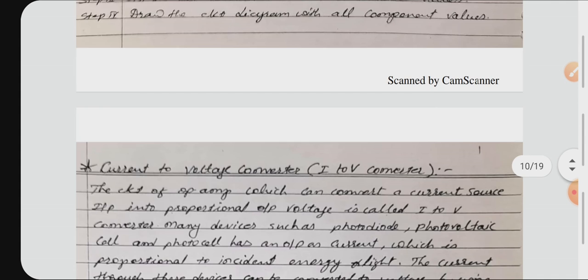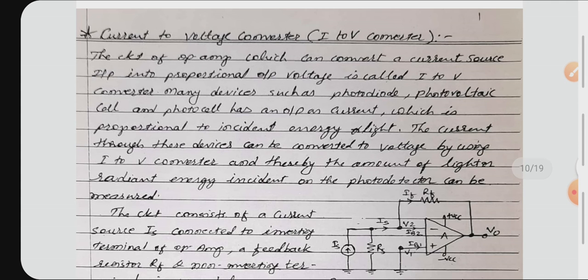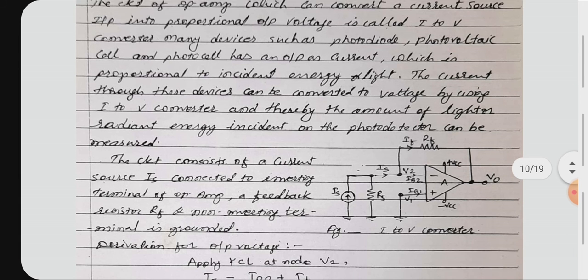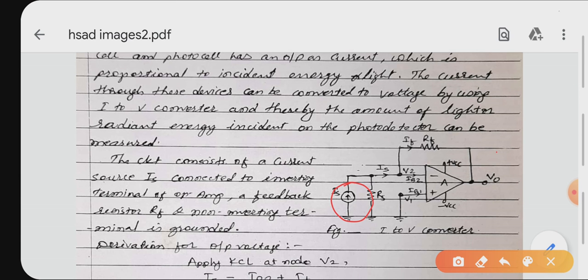Now coming to the next application, the current to voltage converter, I to V converter. It is not mentioned in your syllabus, but in the last exam a question was asked on the I to V converter. You can define it as the op-amp circuit which can convert a current source input into a proportional output voltage. The input is a current, and it will convert this current source input into output voltage. VO will be proportional to Iin or IS, the source current or input current.